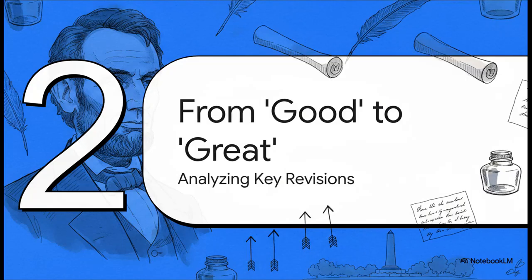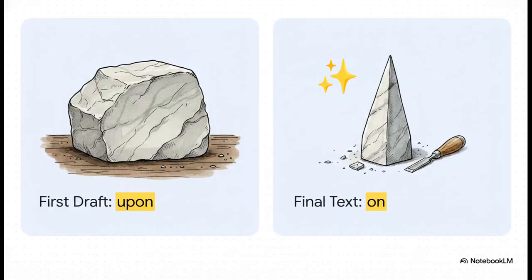We're going to break down 5 specific and sometimes tiny little edits that Lincoln made. But you'll see how each one was a deliberate choice that absolutely supercharged the speech's power and its impact. Let's start right at the top. The very first draft used the word upon, but the final version uses on. Now, I know what you're thinking. That seems like such a tiny, insignificant change. But what's the actual effect?